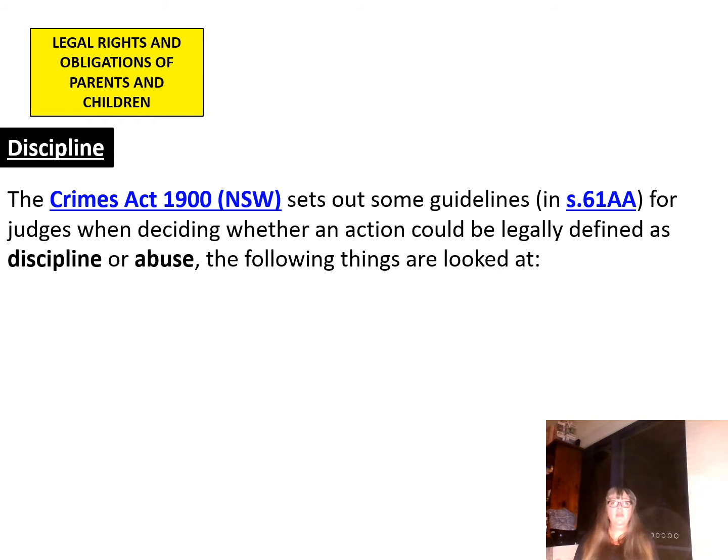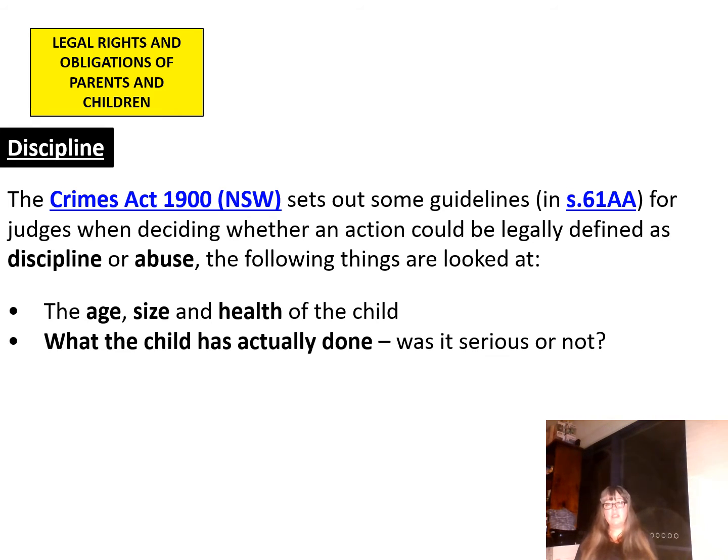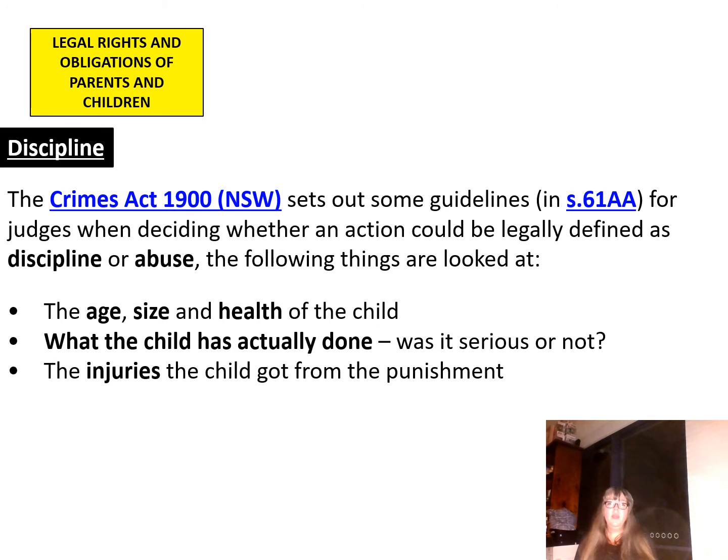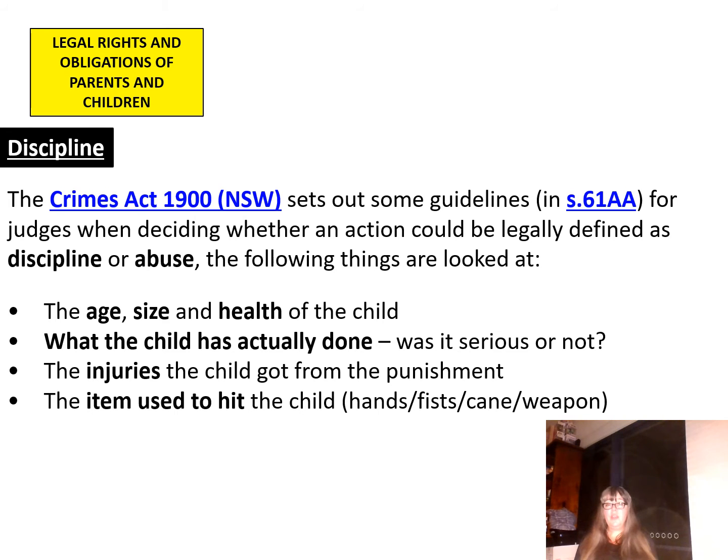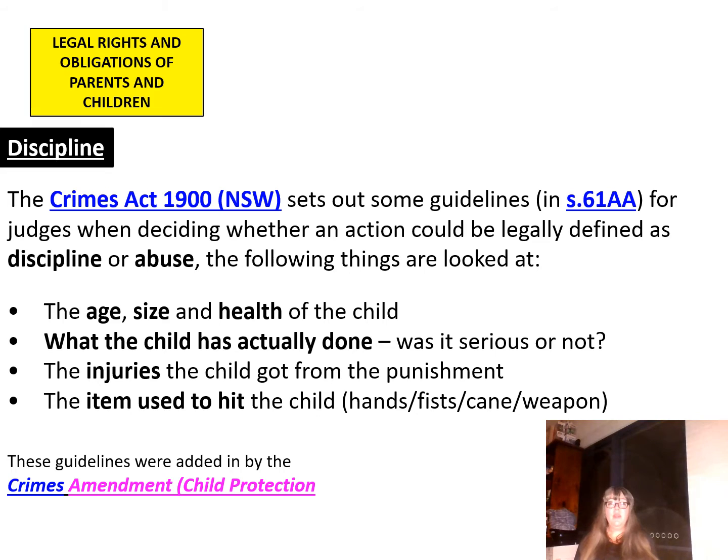Discipline. The Crimes Act sets out some guidelines for judges when deciding whether an action could be legally defined as discipline or abuse. The following things are looked at and considered: the age, size, and health of the child, what the child has actually done, was it serious or not, the injuries that the child got from the punishment, the item used to hit the child, hands, fists, cane, weapon. These guidelines were added in by the Crimes Amendment Child Protection Physical Mistreatment Act of 2001, New South Wales.